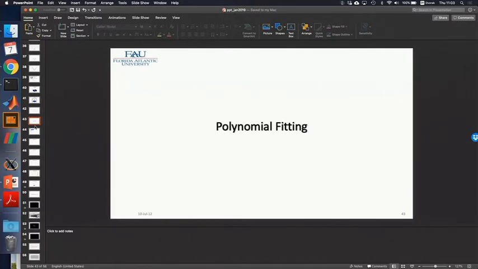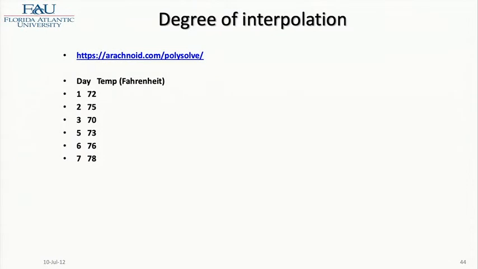Before that, let's take 5 to 10 minutes to talk about polynomial fitting. Fitting is always a necessity when you're given real world data, and there are some points that are missing that you want to know. For instance, here we might be given, during a week, the first day, second day, third day, fifth day, sixth day, and seventh day have these average temperatures. And we don't know the temperature on the fourth day. The question is, what is the temperature?